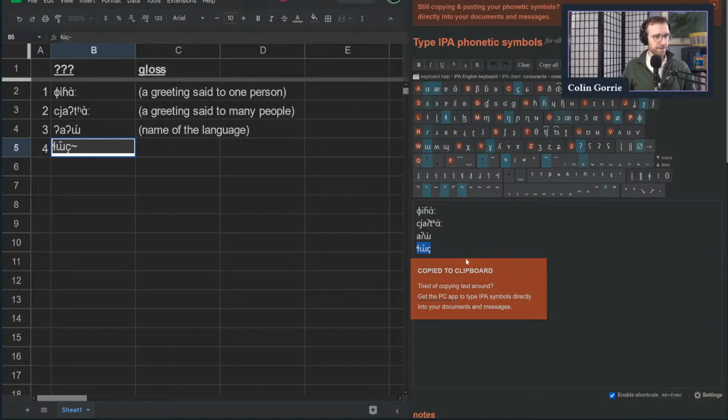So we have some... We could call this free variation, maybe. We could say there are multiple acceptable variants. Soup.